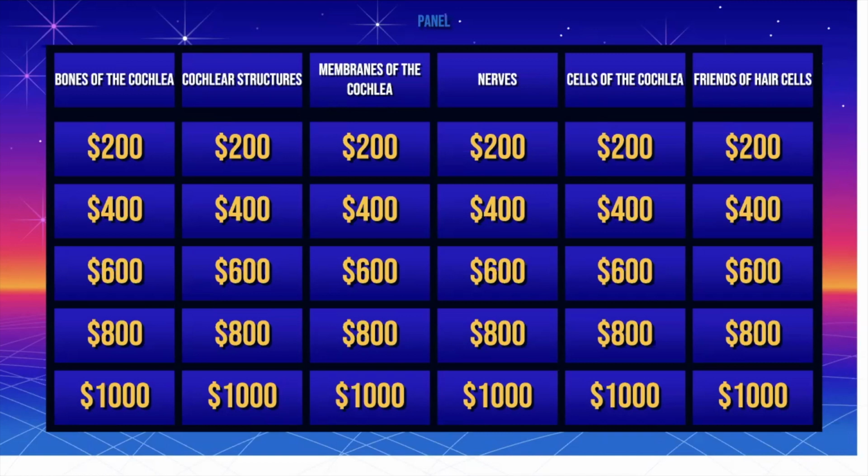And the last two categories are related to cells of the cochlea as well as the supporting cells of hair cells within the cochlea. For this presentation, I will be going through these categories in order from 200 all the way to 1000. And I'll be reading the question and giving the answer as well as elaborating as needed.